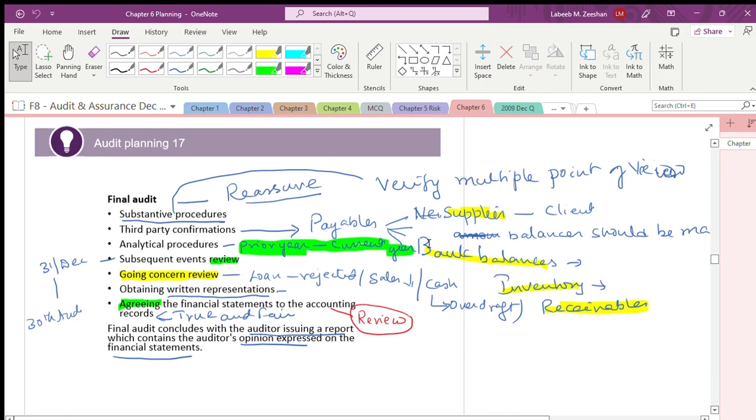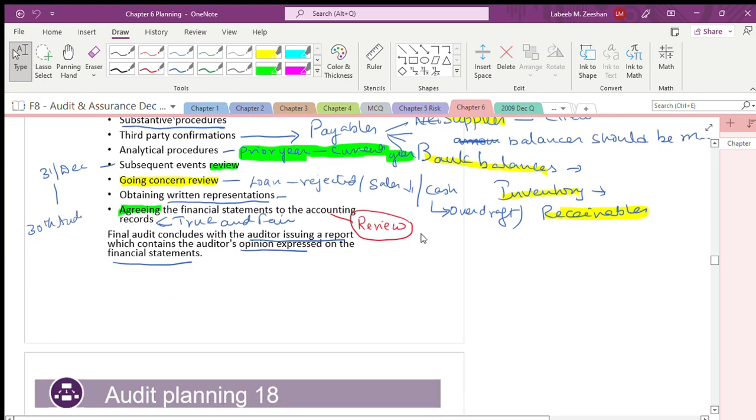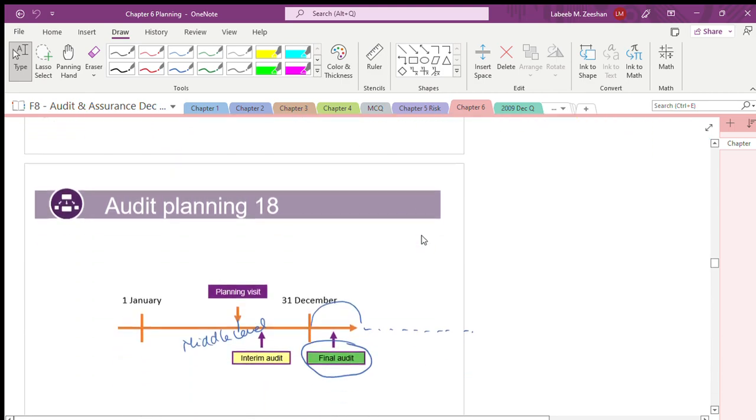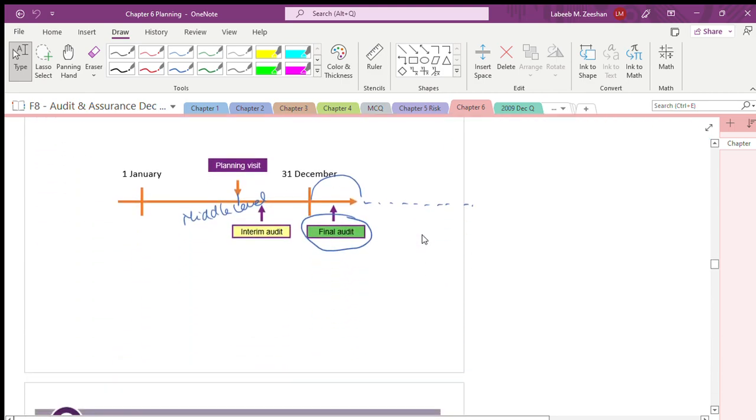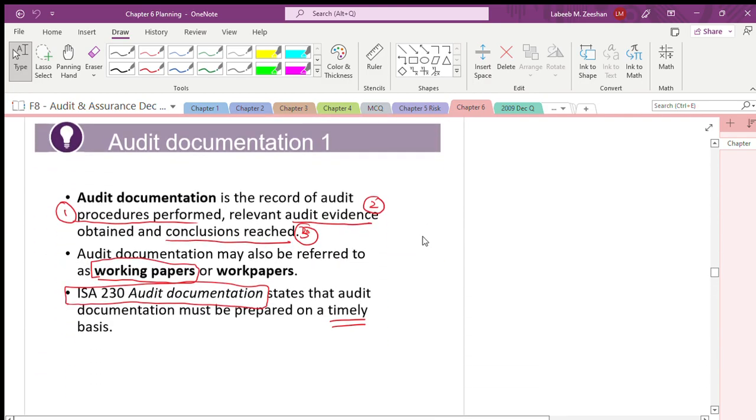You have analytical procedures, going concern. We have not done going concern; tomorrow we'll do that. Is it right? Obtain written representations. Is it right? Next, audit planning, interim audit and final audit. Fine. That's all. Audit documentation, working papers.